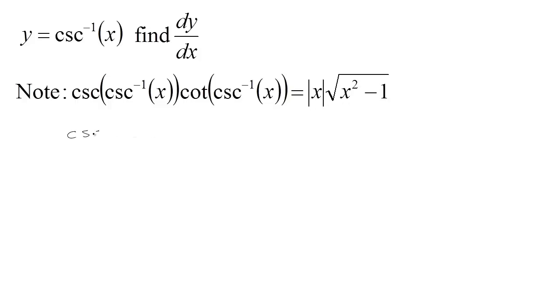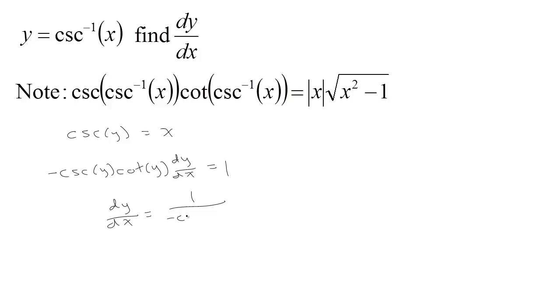So with that identity, it's easy to show that if you take the derivative, let's see, the derivative of the cosecant is the negative cosecant cotangent, so the derivative of the outside evaluated at the inside times the derivative of the inside, and that's equal to the derivative of x with respect to x, which is 1. So dy dx is 1 over the negative cosecant of y cotangent of y, and that's negative 1 over, because of this identity and because y is cosecant inverse of x, the absolute value of x times the square root of x squared minus 1.